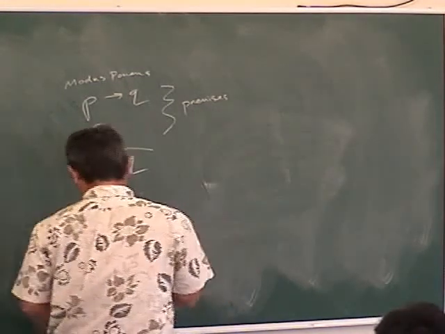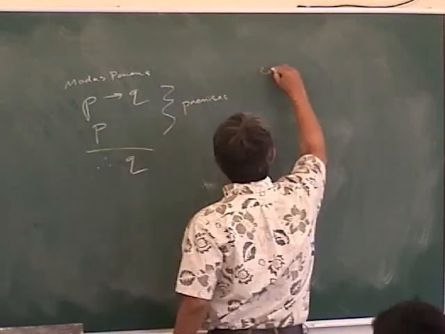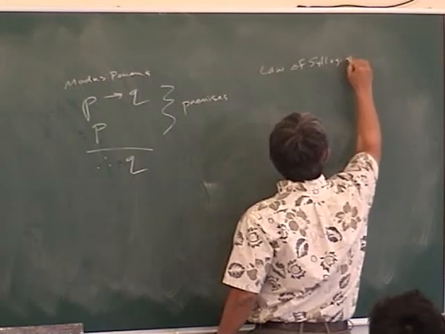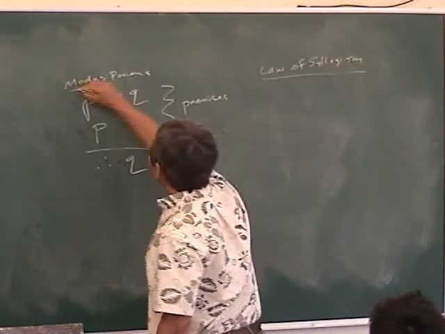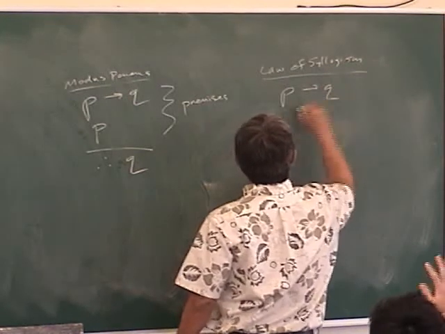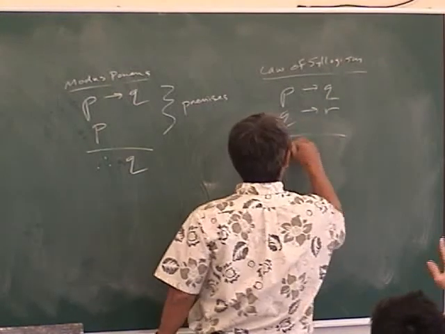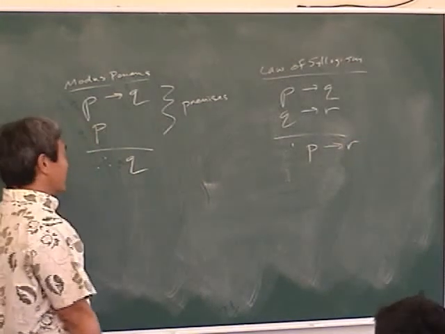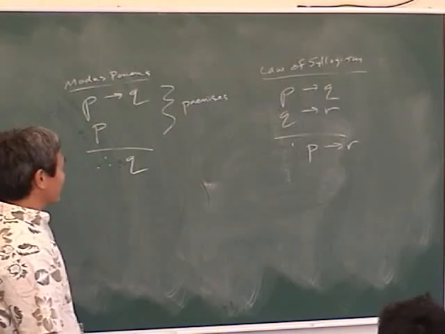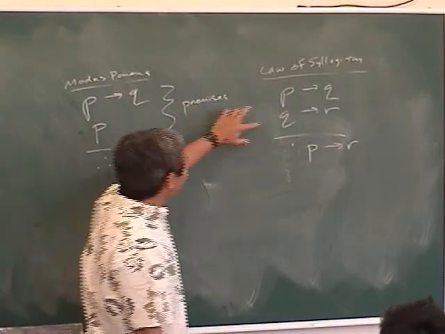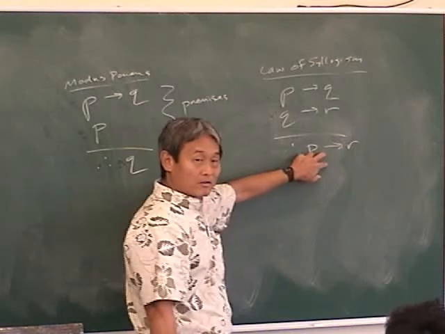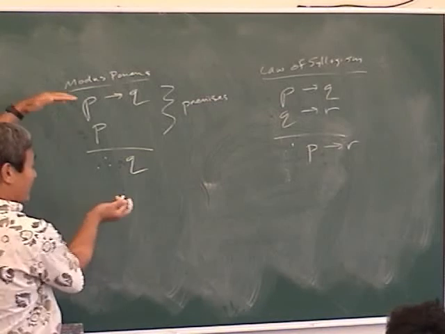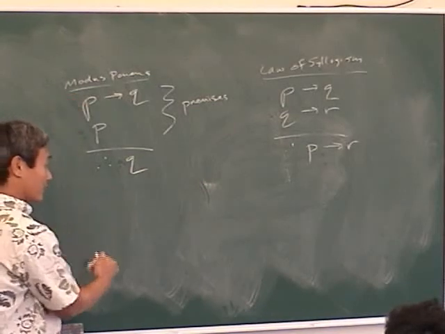Okay, and the other one is called the law of syllogism. You guys don't have to take notes now, it's all in the notes. P implies Q, Q implies R, therefore P implies R. Doesn't that make sense? We're not going to prove that this is a valid argument, but if you did make a truth table, whenever these are true, this one will always be true also, so therefore it's valid. Now what you have to be able to do is, if they give you a set of premises, you have to be able to deduce a valid conclusion.